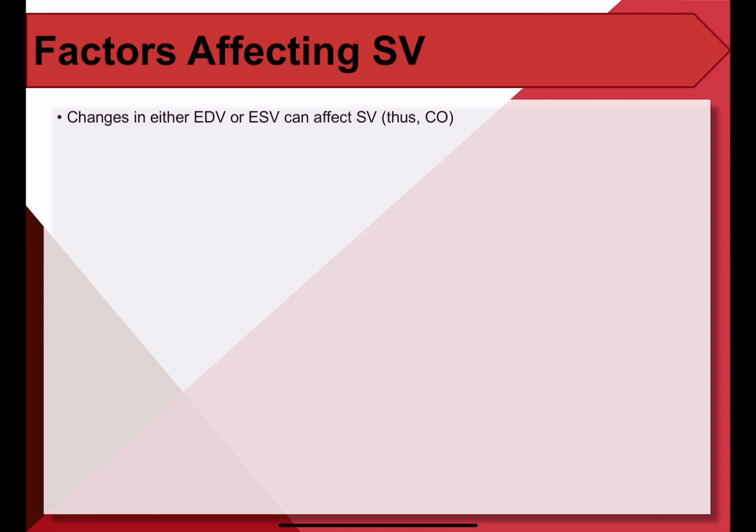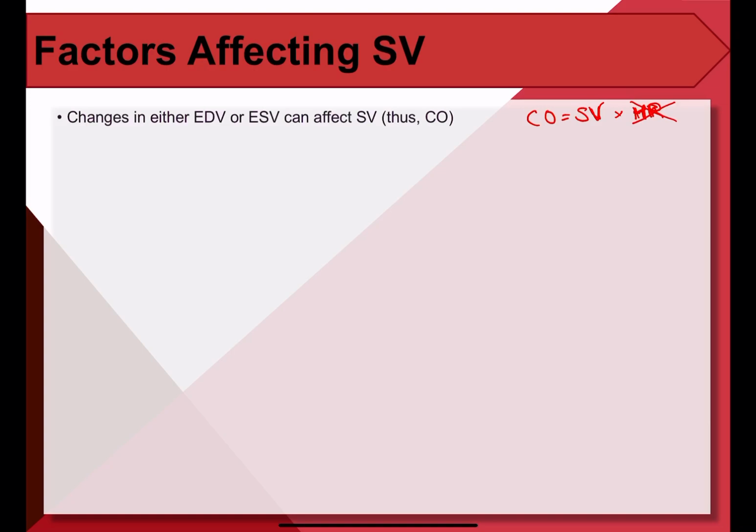Now we're going to talk about factors that affect stroke volume. Remember I talked about how cardiac output is directly affected by SV, because CO is equal to SV times HR. It doesn't matter which way, but it is the multiplication of stroke volume and heart rate. Heart rate we've already talked about just now, how heart rate can be changed based on your sympathetic or parasympathetic neurons kicking in.